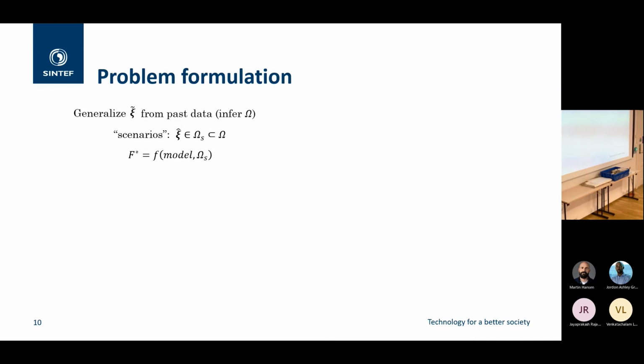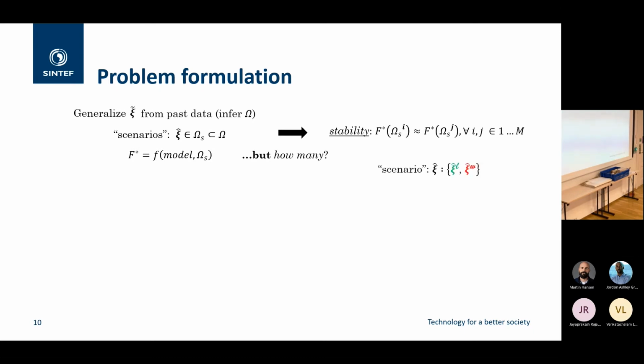What is important is that the optimal objective value is a function of the model that we are using to solve, but also of the input uncertainty space. So a natural question comes: how big should this uncertainty space, this number of scenarios, be? This relies on the stability criteria, which basically says that we need the objective value not moving too much if we change the scenarios that we put into the problem in order to solve it.